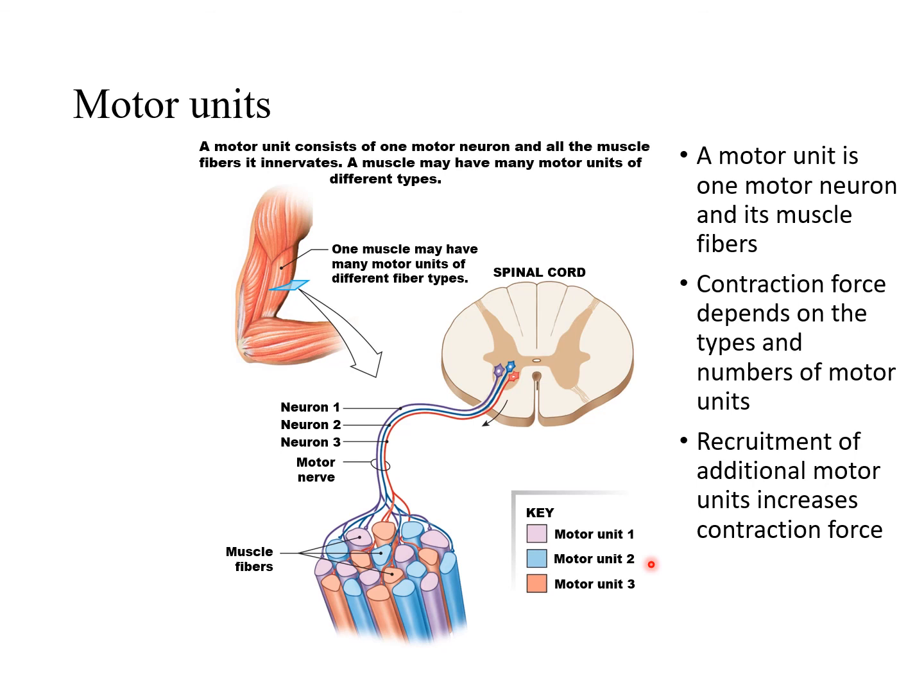And as I was saying, all the muscle fibers in a single motor unit would be the same fiber type. And if you want a stronger muscle contraction, it's called recruitment. Let's say you want to carry something that's pretty heavy, then you want to recruit and activate more motor units. So additional motor units are definitely going to increase your contraction force.